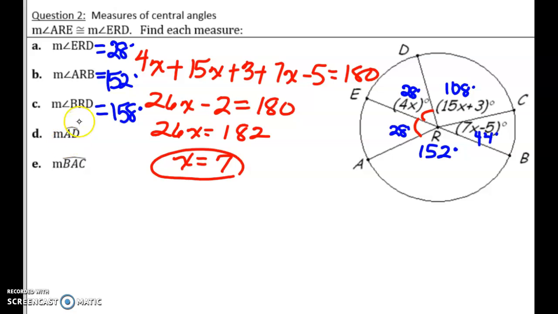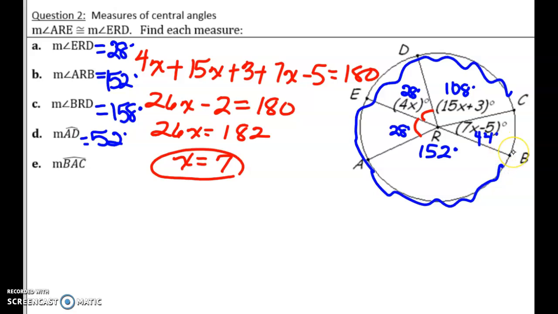This is a minor arc AD. From A to D would be these two angles together that would make this minor arc. So this would be 28 and 28. This would be 52. And then this is a major arc, B, shortest distance to A, all the way to C. So that would be everything except this 44. So that would be 316. You can add up all those things or just take 360 minus the 44. All right, that is the next example.